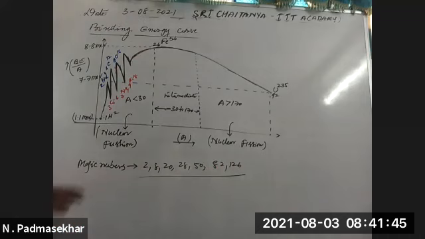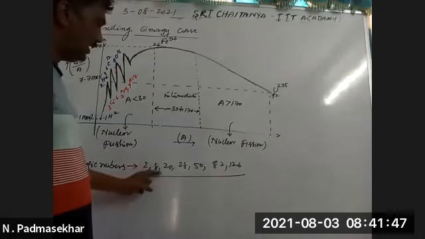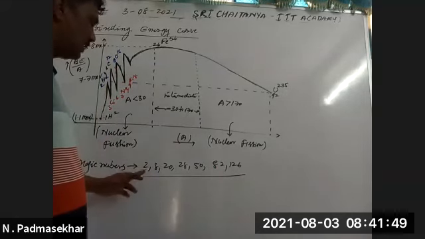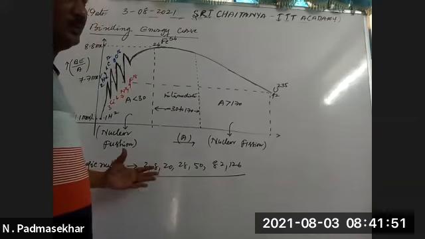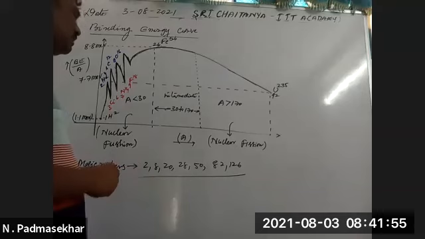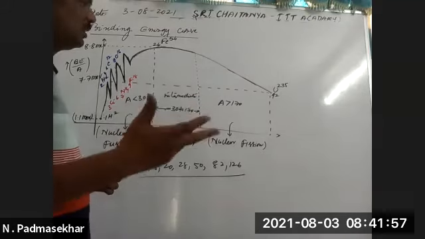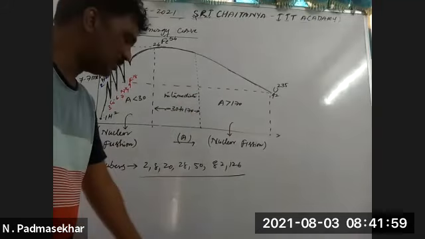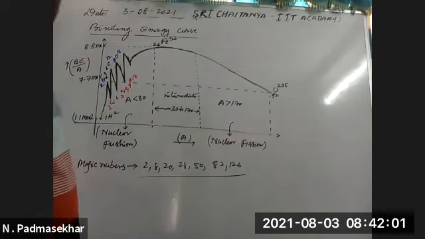So the number of protons or number of neutrons, any one of the magic numbers, that nucleus is more stable compared with the neighboring ones. This is what is meant by binding energy curve.